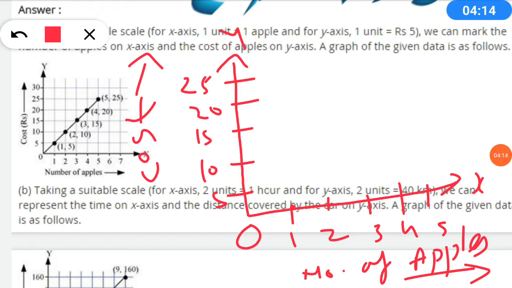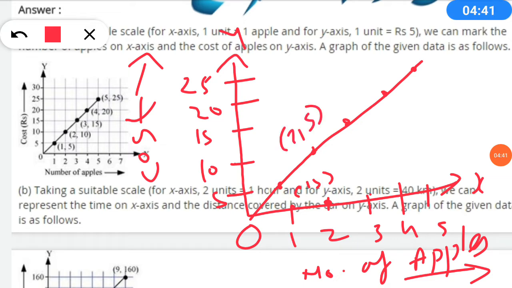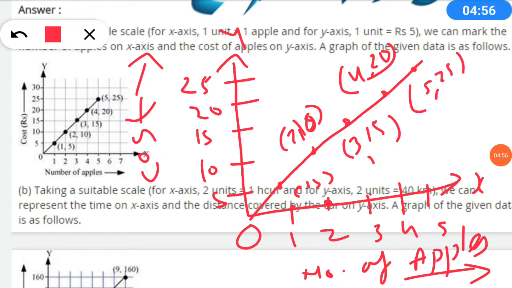y-axis. Now as we know that 1 apple costs rupees 5, so it will be here. 2 apples cost rupees 10, so it will be here. 3 apples cost rupees 15, 4 apples cost rupees 20 and 5 apples cost rupees 25. So you can see a straight line you will get. Here you can mark as 1, 5. Then here you can mark 2 apples, how much cost? 10 rupees. Then here you can mark 3 apples cost 15, 4 apples cost 20 and 5 apples cost 25 rupees, like this. So like this you will get a graph.